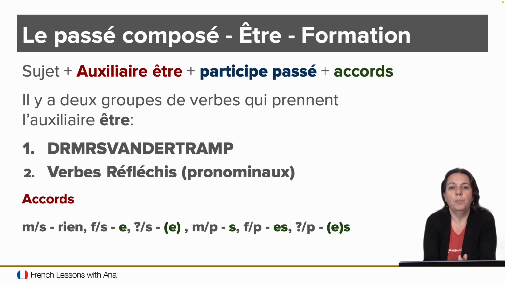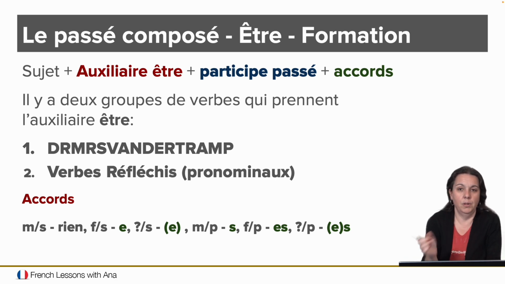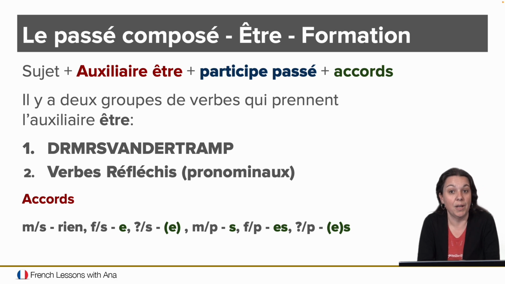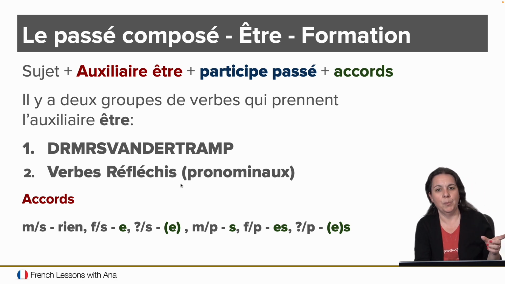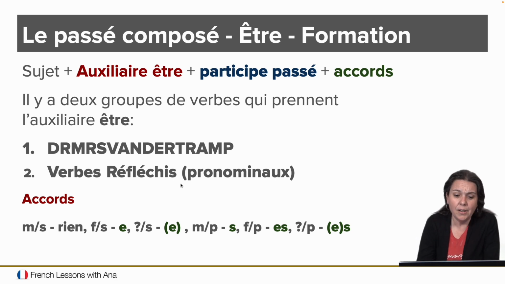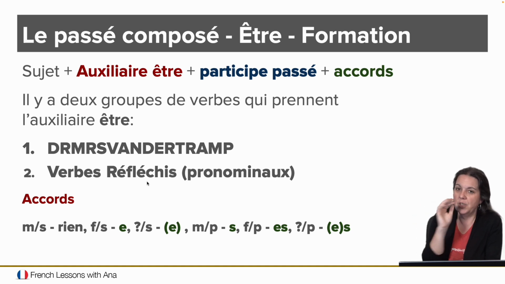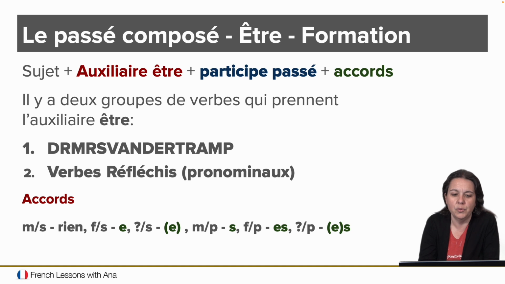So if you want to know more about those verbs, reflexive verbs, you can check the video on le présent des verbes réfléchis. Now we're going to look at how we form them in the past tense, okay? And they are the second group that take être. The pronominaux just means that with the verb réfléchi, we also have a group that is réciproque, reciprocal, but because they're conjugated the same way, for now we're going to just focus on these. Now let's get to the accord, the agreements.